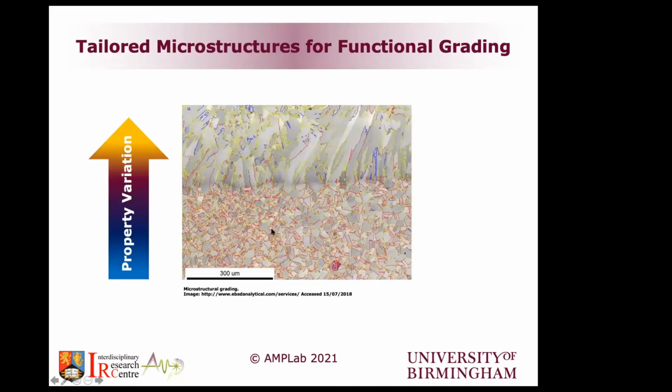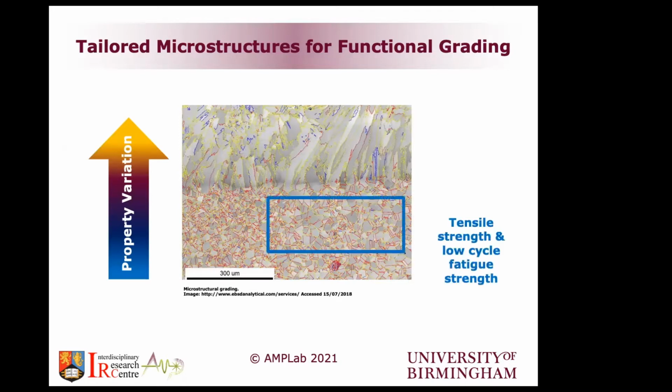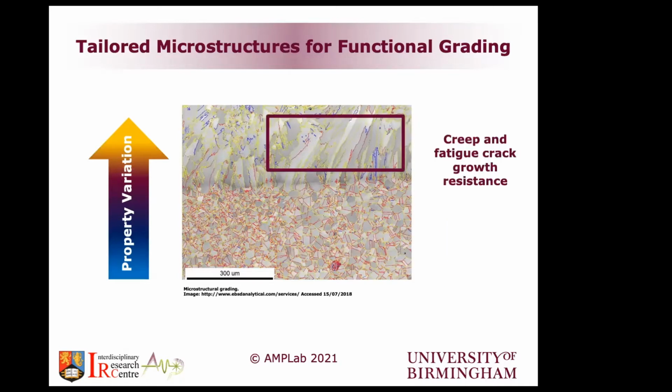Basically, the idea of functional grading has been around for some time, and the idea that you can have a property variation across an interface fascinates many people. So you can see here an example of a weld on top of a forged Inconel plate. You have the forged microstructure at the bottom, and then you have the weld on top of it. In a sense, you have the property variation across these 2 ends. The nice equiaxed twin-containing microstructure is very good for tensile strength and low cycle fatigue strength. But then the coarse-grained microstructure is ideal and good for creep and fatigue crack growth resistance if you need that.